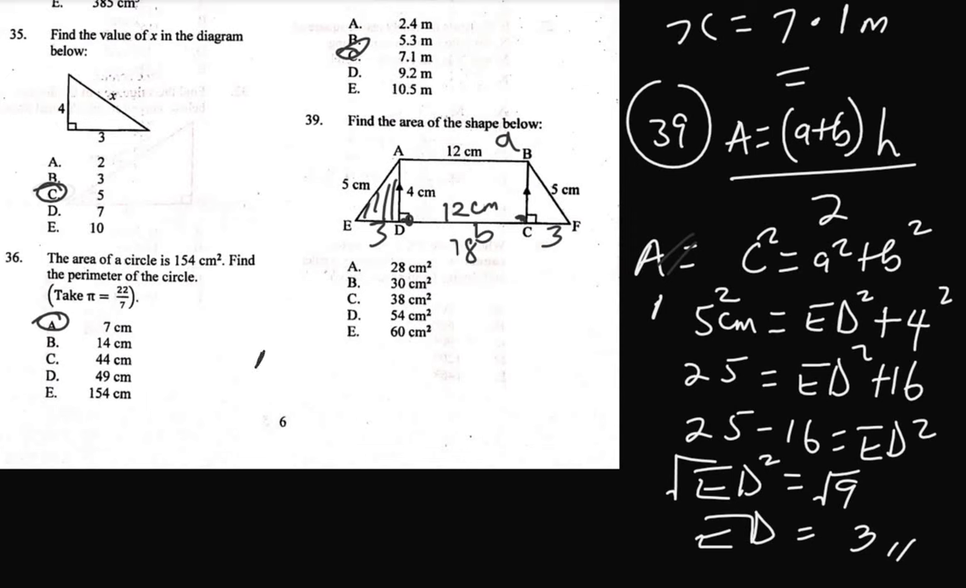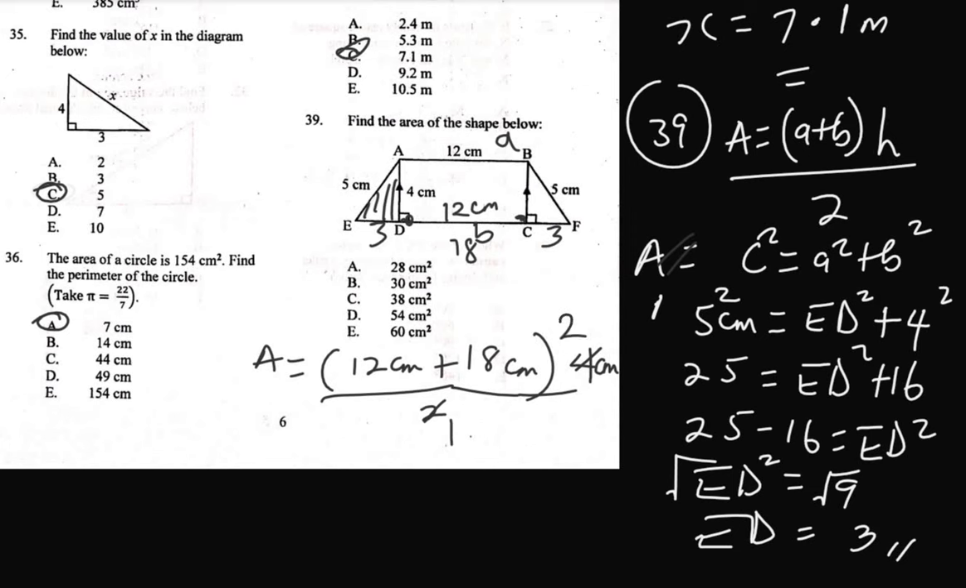In the formula again for trapezium, we have A, what is A? The top part, 12 centimeters, plus B, which is 18 centimeters, close bracket, times the height, which is 4 centimeters, in the shape in the question. Now we are made to divide everything by 2. 2 into 4 is 2. So the area will be 12 plus 18, 30 centimeters times 2, that's 60 centimeters. And the right option is E.